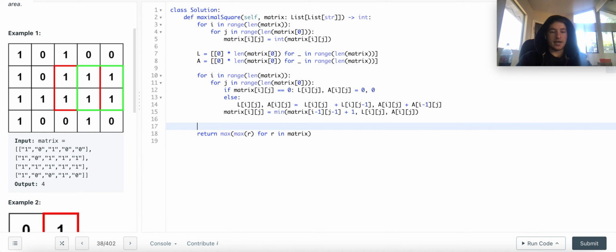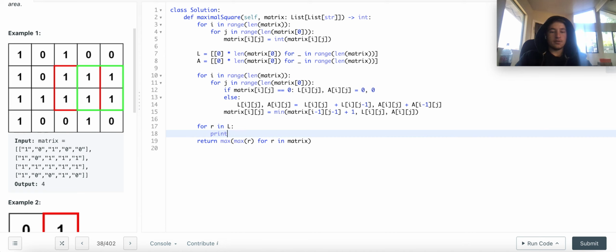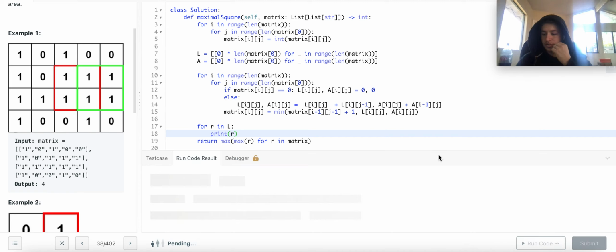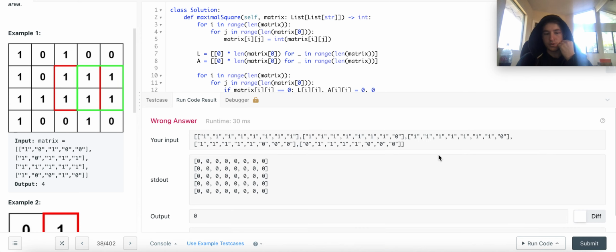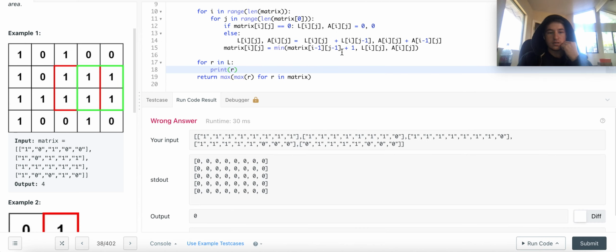So if we print out, so let's just look at the row in left. Let's print R. So you can see that we get this corresponding. Why'd I call it R? Oh, yeah. So these are all 0, so that's not good.